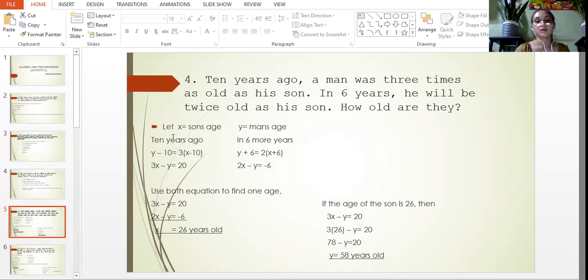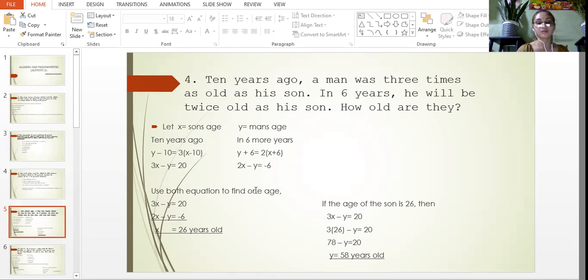Next. 10 years ago, a man was 3 times as old as his son. In 6 years, he will be twice as old as his son. How old are they? So let x be the son's age and y the man's age. Then 10 years ago, y minus 10 is equal to 3 times the quantity of x minus 10, so 3x minus y is equal to 20. In 6 more years, y plus 6 is equal to 2 times the quantity of x plus 6, so 2x minus y is equal to negative 6.